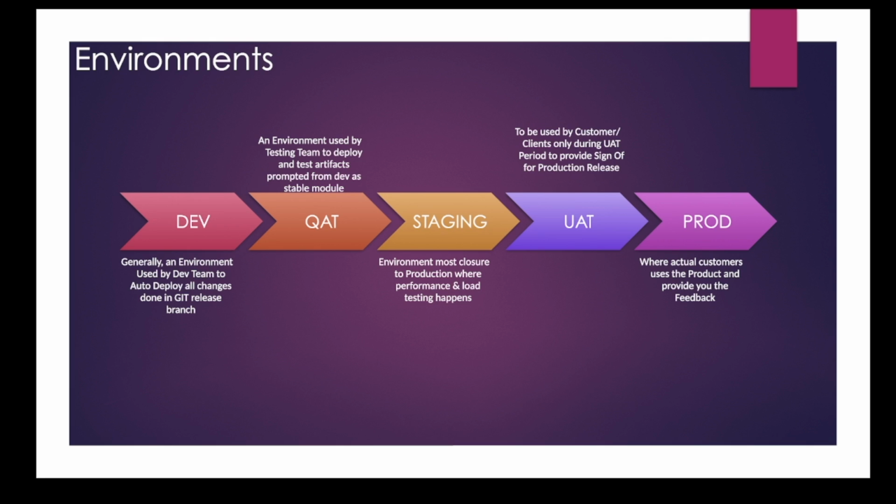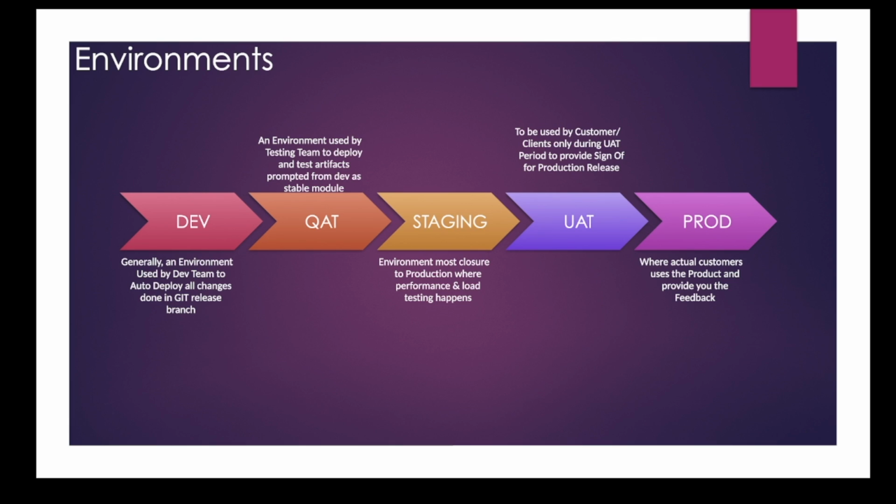Once dev says it is stable, things move to QAT, an environment which is used by the testing team to deploy and test artifacts. The third is staging, which is the closest to production in terms of resources, because this is a place where we run our performance and load testing.